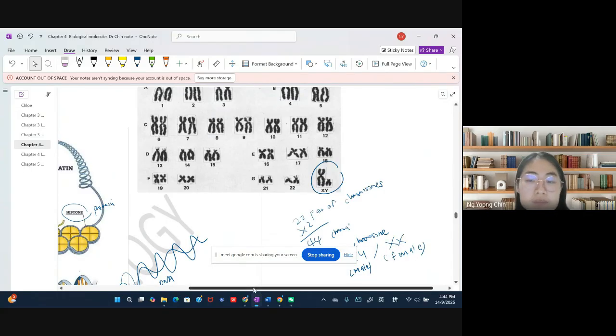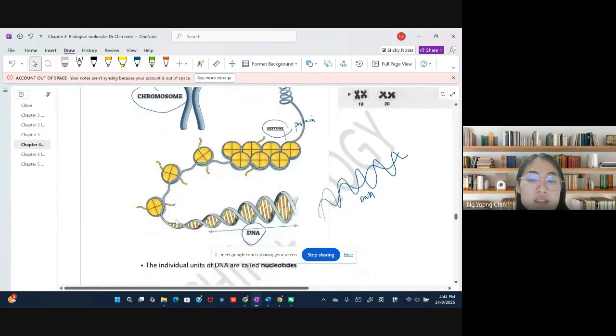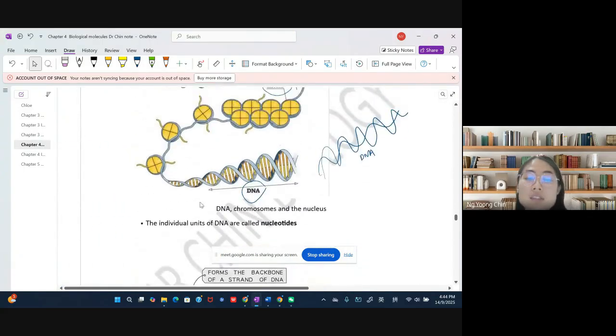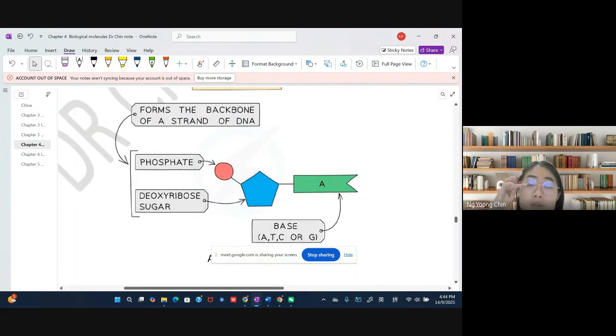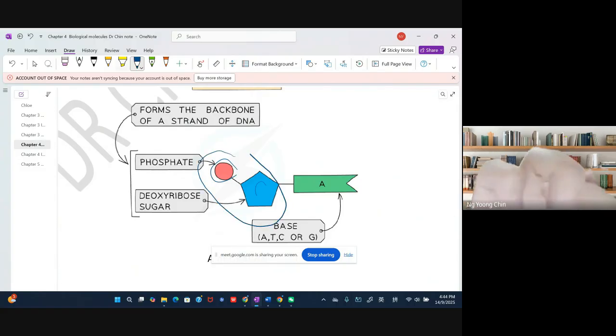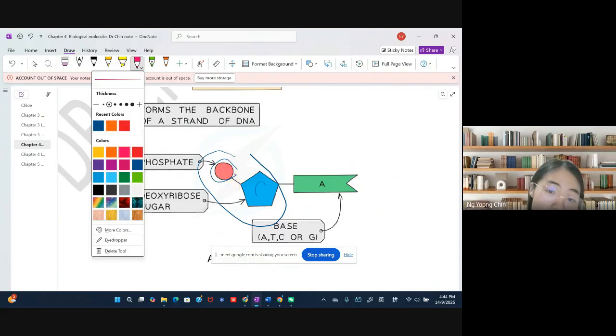Okay, understand? So DNA is a polymer. RNA is also a polymer. They are made from units, which are the nucleotides. So you can see this is the nucleotide. You have the base, four types of base, together with the deoxyribose and the phosphate group. This sugar and phosphate group can join together by a bond. Here's a bond. Here's a bond.